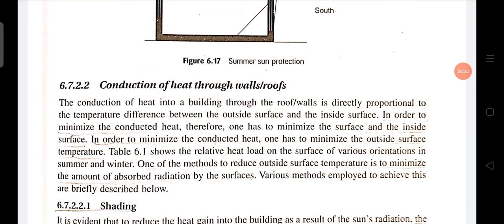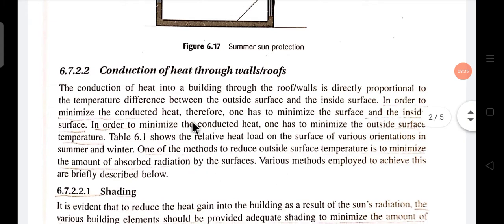The next one is conduction of heat through wall and roof. Our roof is displayed to the sun all day, and also our walls. This is a large area facing the sun, so it captures a high amount of thermal energy from sun radiation.